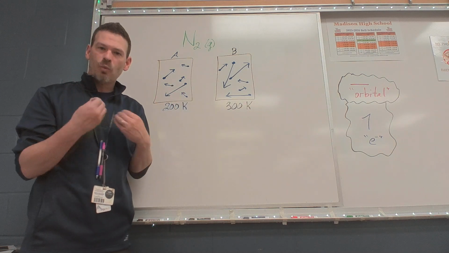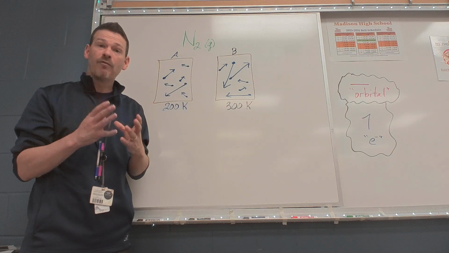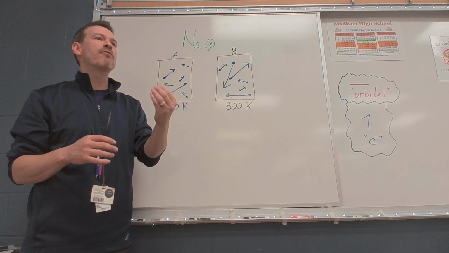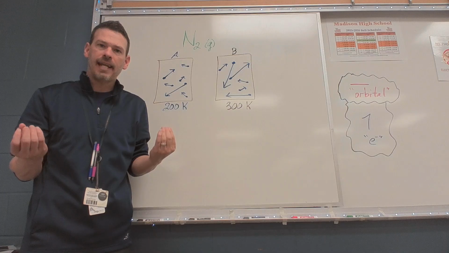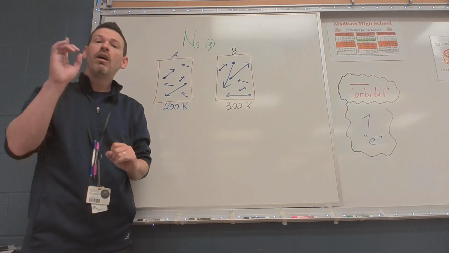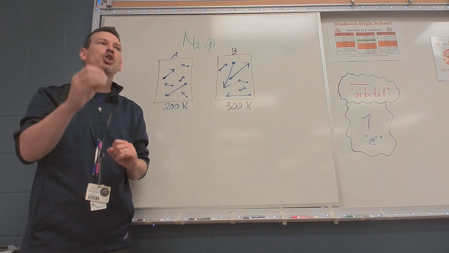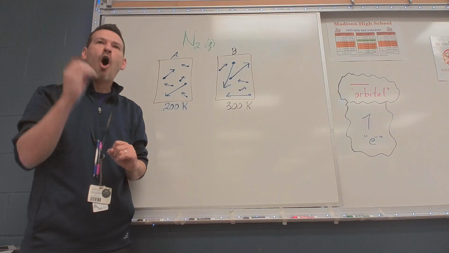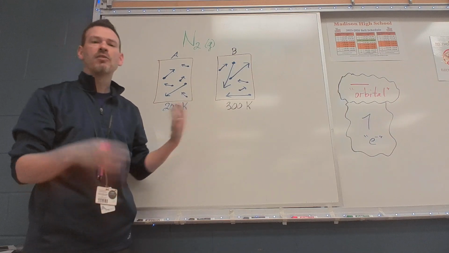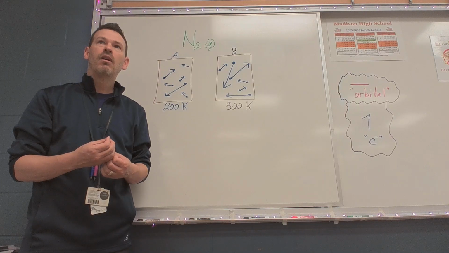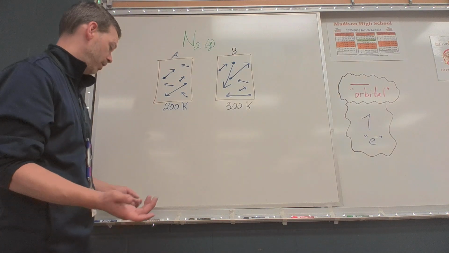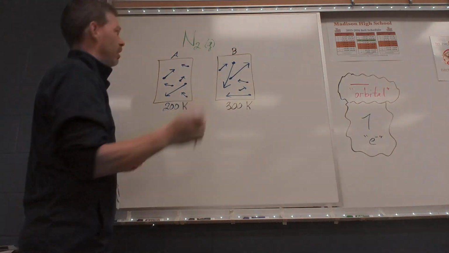Those speeds that we speak of are average speeds. On average, container B has faster moving particles than container A. That is true. However, true or false, all of the nitrogen in container B is moving faster than the nitrogen in container A? It's false. Now look, I can prove it to you. That wasn't a trick question.